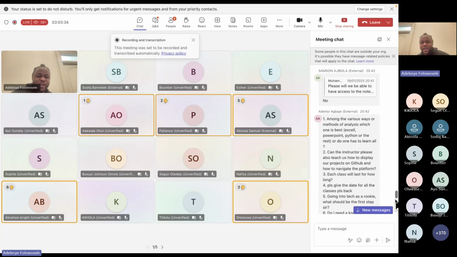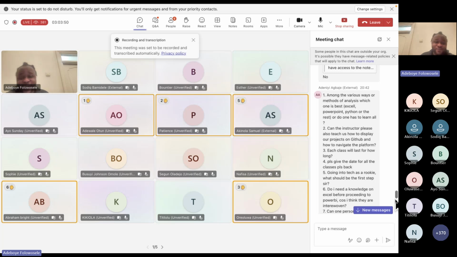Number 2 here: can the instructor please teach us how to display our project on GitHub and how to navigate the platforms? This person is running ahead, because some people don't understand what GitHub is. I think when we get to that bridge, you will solve it.